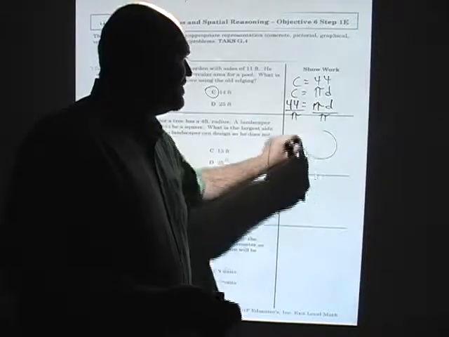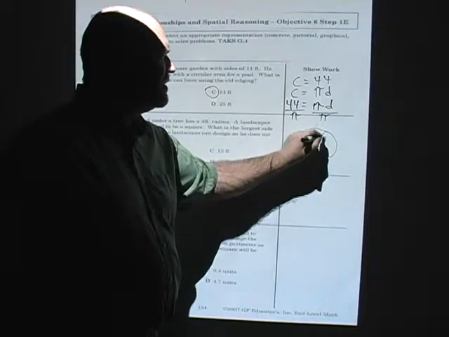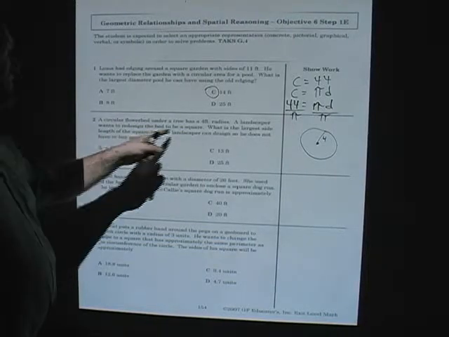Number 2. We got a circle. Circular flower bed has a 4-foot radius. Okay? 4-foot radius. The landscaper wants to redesign the bed to be a square. What is the largest side length of the square bed the landscaper can design so he does not have to buy new edging? Okay, it's the same type of problem.